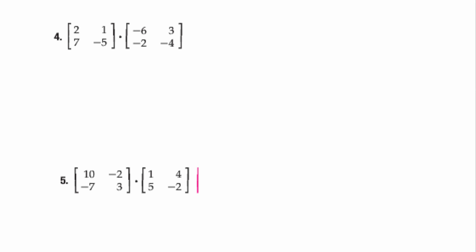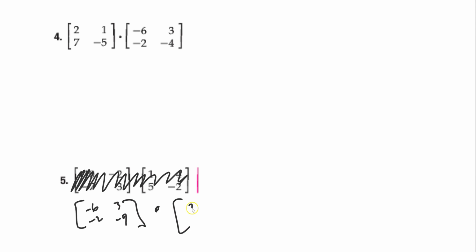I'm actually going to change this problem. Not that one, I'm fine with that one. I'm going to change this one. So I'm going to change it to this one, but in reverse. I'll write it right here. Negative 6, negative 2, 3, negative 4. 2, 7, 1, negative 5. So I'll show you what happens when I just switch it up, because matrices are special. So we're going to do this problem.